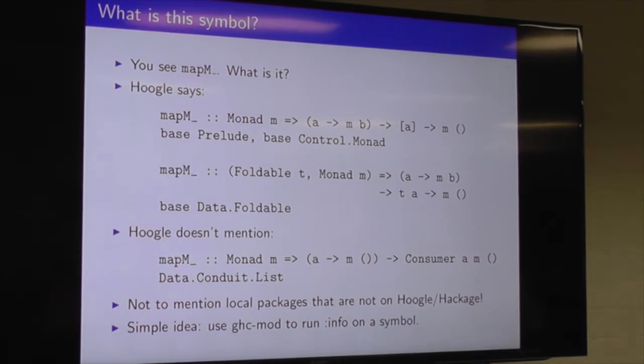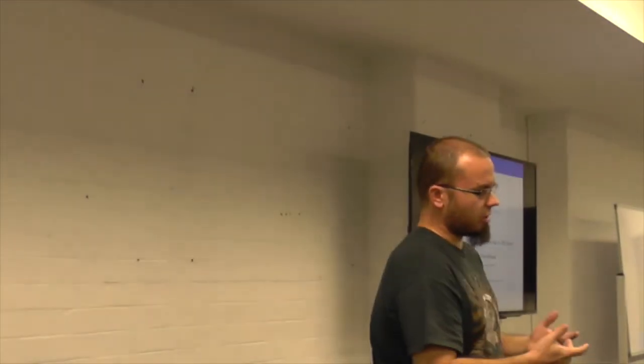But at any rate, if you've got a package that you built yourself that's not on Hackage, then you know it's not going to find it. So it'd just be nice to be able to say, what is this thing at my cursor? Tell me the documentation for it. Take me to some decent information about this thing. And so I thought, because I didn't realise what I was getting myself in for, that we could just use ghc-mod to run the info command on the symbol. So you start doing that, you realise that it's just not quite what you want.